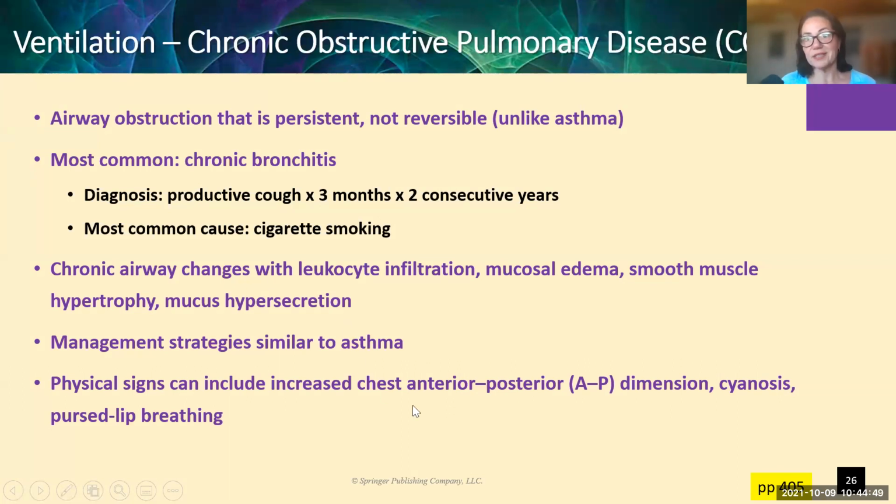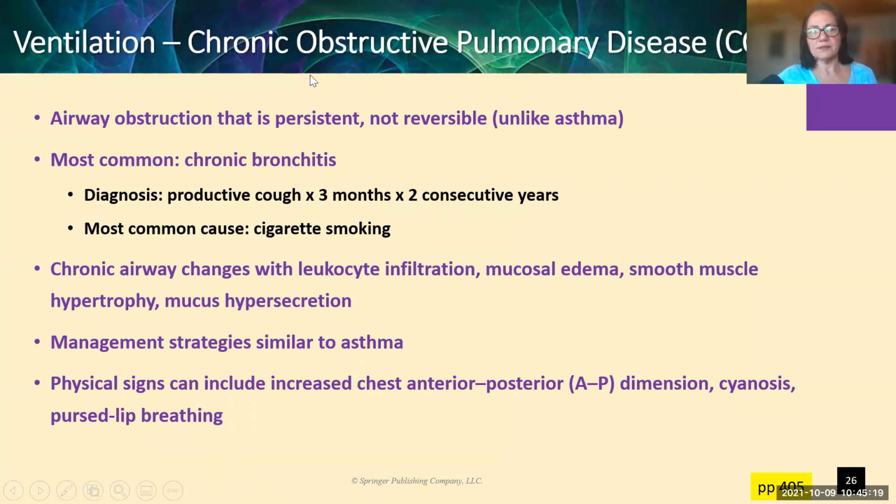All right, now we're going to talk about something that kind of sounds like asthma, but it's not asthma, although people who have asthma can be susceptible to developing this thing. So chronic obstructive pulmonary disease, or COPD. There's airway obstruction, and it's persistent. It's not reversible. That's how it's different. One of the ways it's different from asthma.